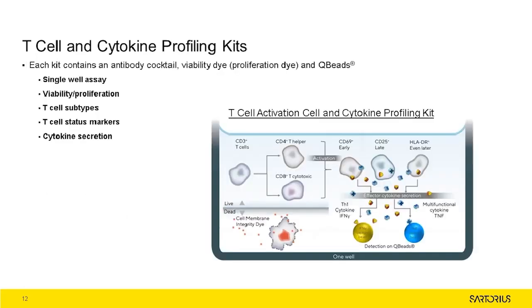These are single-well assays which give the following readouts of viability, proportions of T cell subtypes, T cell status markers, and cytokine secretion. The kits include an antibody cocktail mix and viability dye, which are added to samples for labeling. The first of these 4 kits is the T cell activation, cell, and cytokine profiling kit. As you can see in the diagram to the right, both CD8 and CD4 T cells can be identified, as well as their expression of early, late, and later activation markers CD69, 25, and HLA-DR, respectively. Q-beads allow for the determination of interferon gamma and TNF-alpha secreted cytokine concentrations.